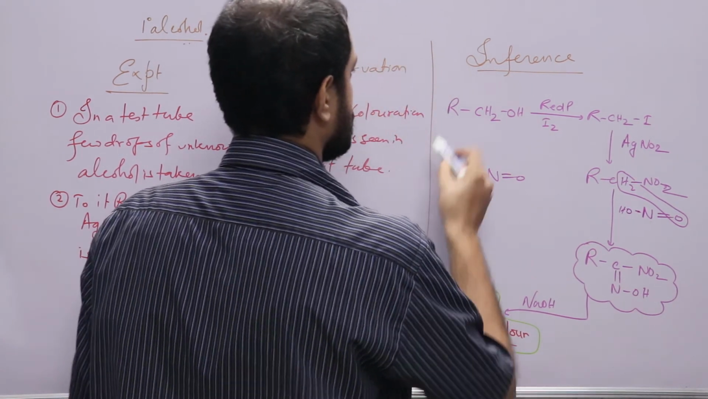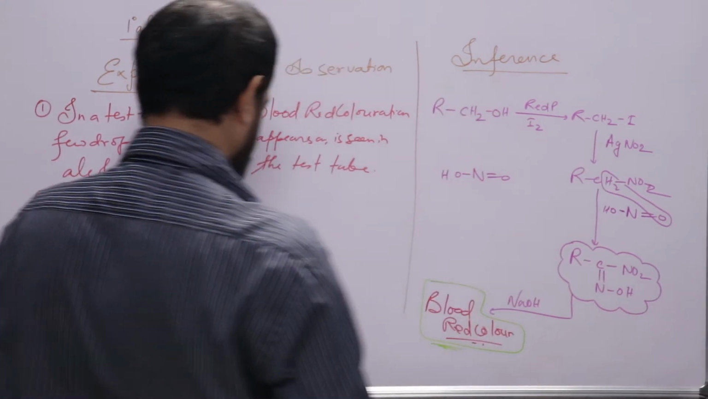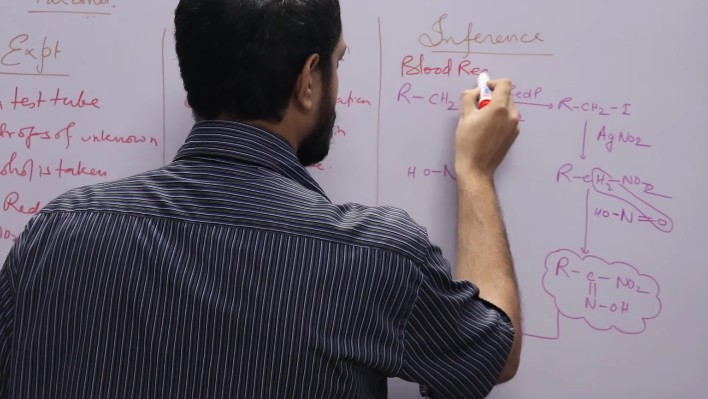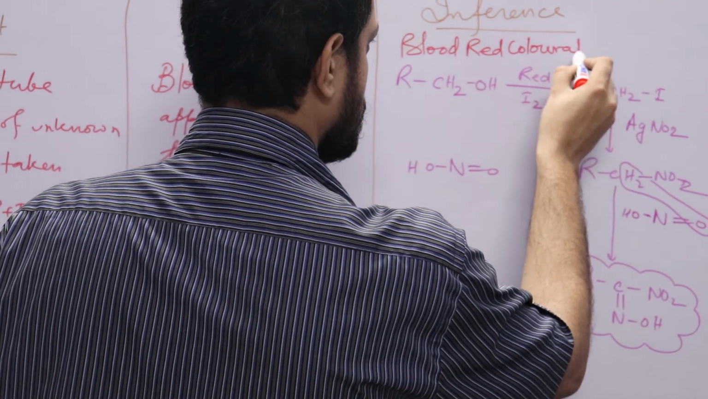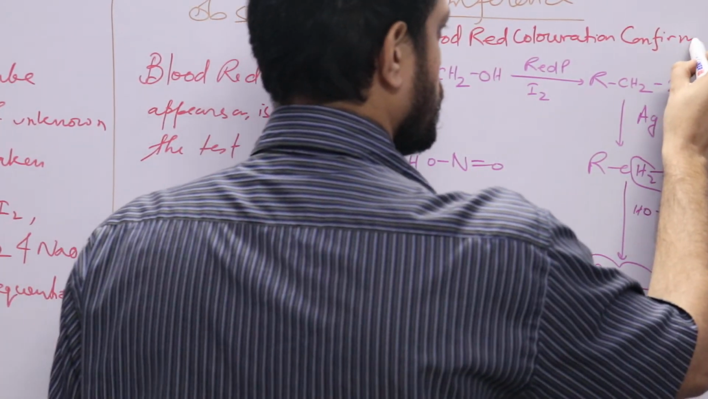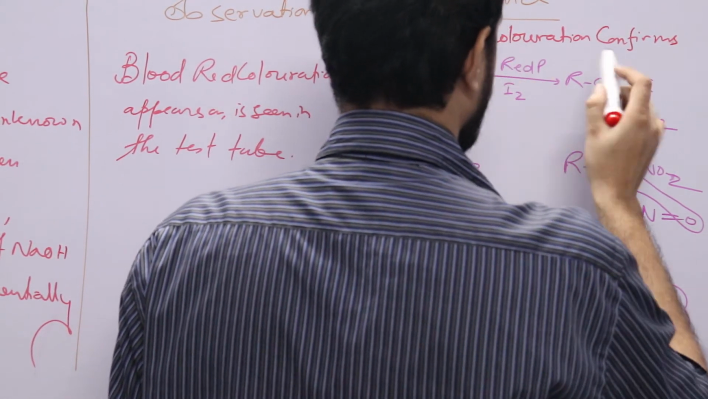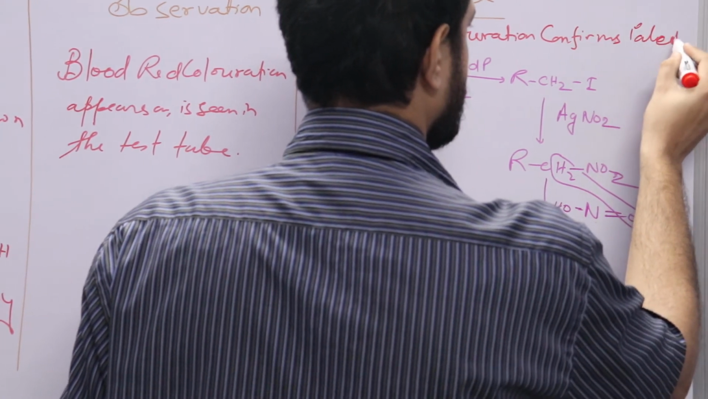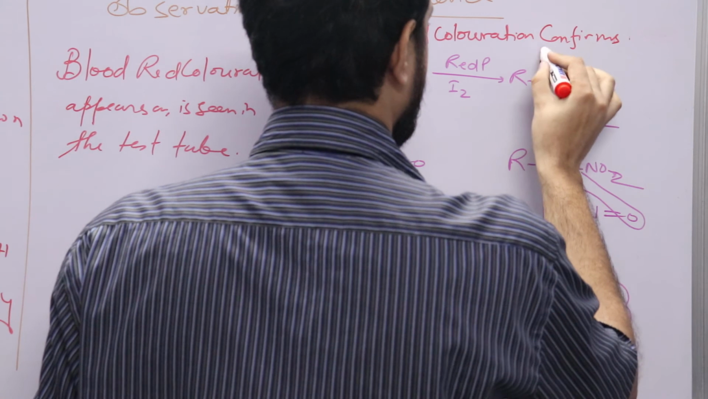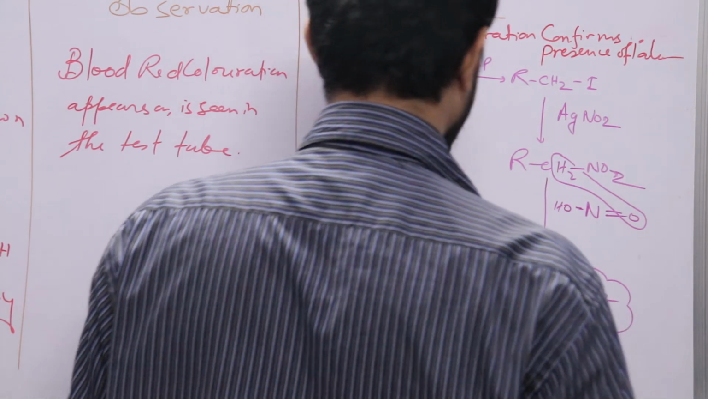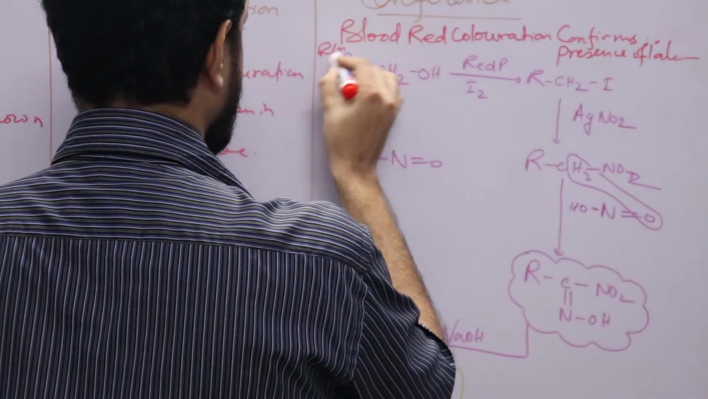Okay, that is, in the inference column you will have to write that blood red coloration confirms the presence of 1 degree alcohol. Okay, and after that write the reaction and then write these things. Okay, clear?